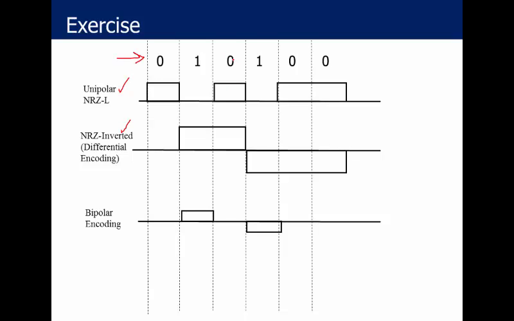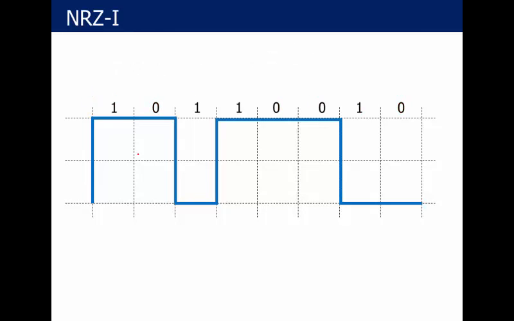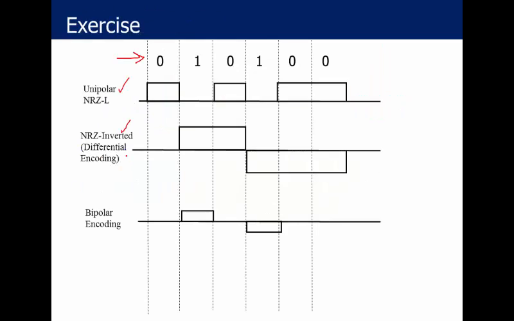So there is no transition. But this is not bipolar. Let's see, is it bipolar? No, it is not, right? 0 means no transition, 1 means we make a transition. Now we do not make a transition, right? So we have a transition here.